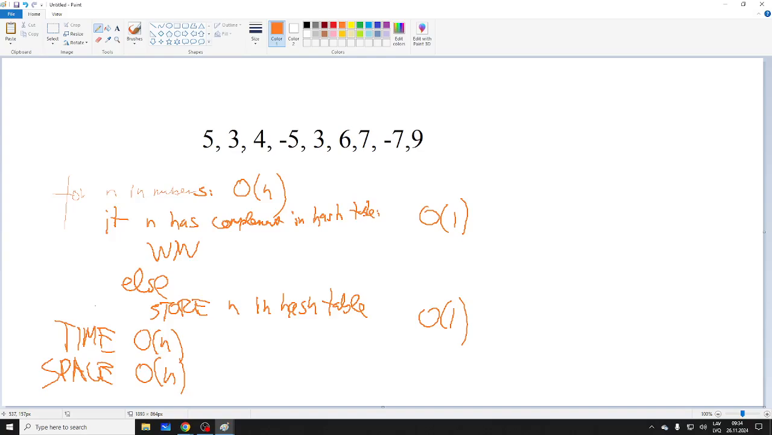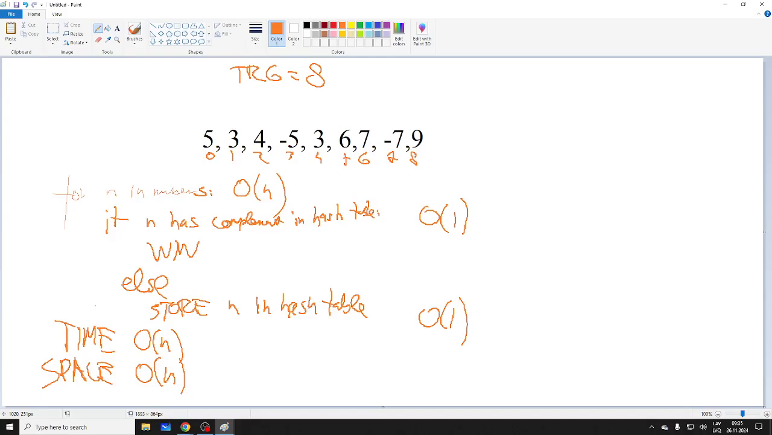So target is 8. Instead of complement, it would be target minus n, because we want to find the index. So this is 0, 1, 2, 3, 4, 5, 6, 7, 8. In this case, we want to remember 0, 1 is the solution, obviously. Easy solution right here. But we need to come up with some definition of a complement.